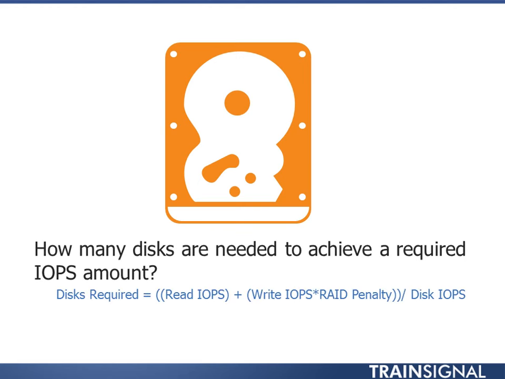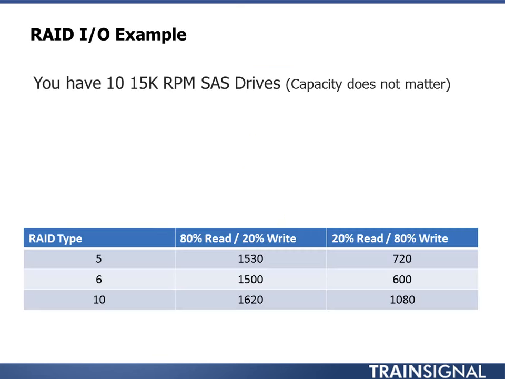How many disks are needed to achieve a required IOPS amount? I run into people all the time who say, well, how busy is that database? It's about 4,000 IOPS. All right, well, let's see how many disks we need. So disks required equals read IOPS plus write IOPS times penalty, divided by disk IOPS. Simple formula, but something to use.